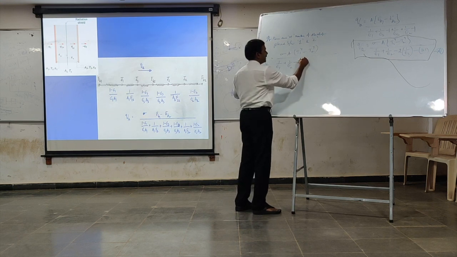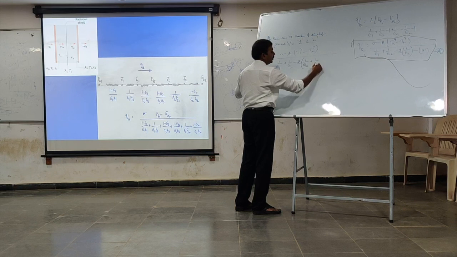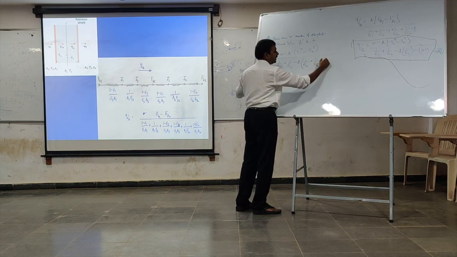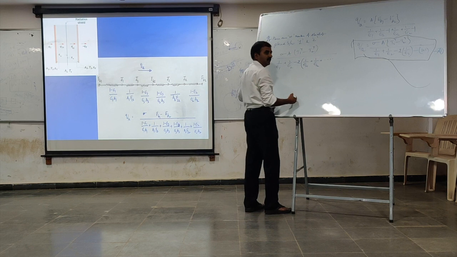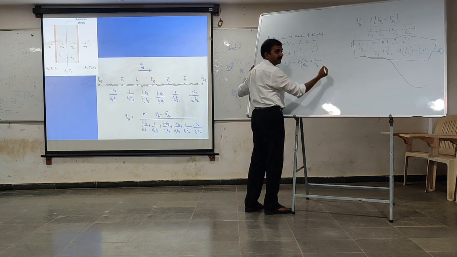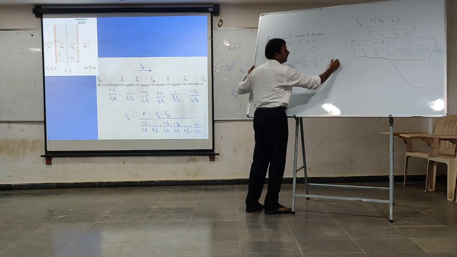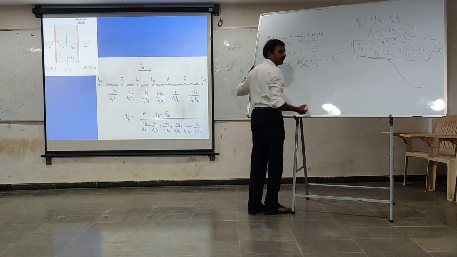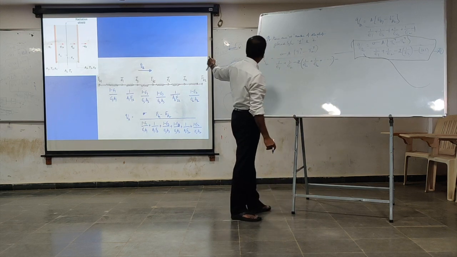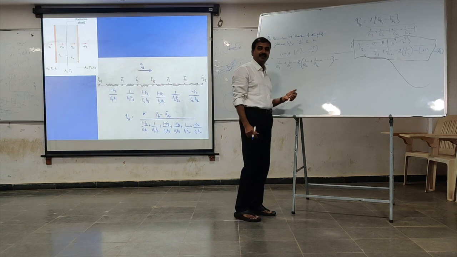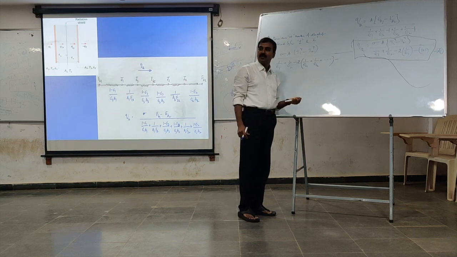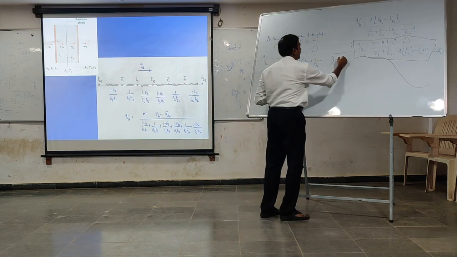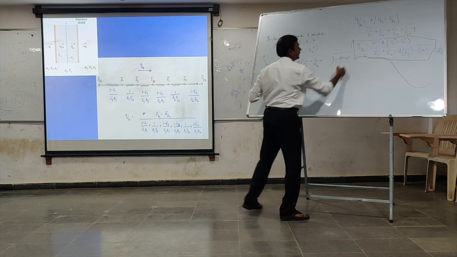See here, 1 by epsilon of shield 1, say S1, 1 by epsilon of shield 2, and so on up to n number of times, right? You would have that minus. When n shields are placed, how many space resistances will come? n plus 1.